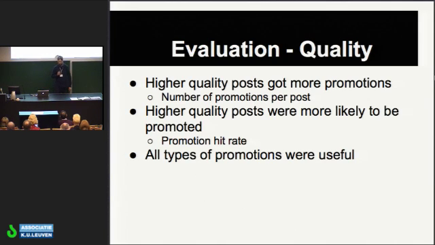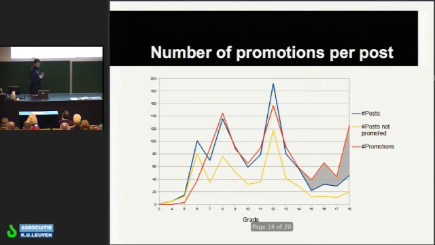So the higher quality posts did get more promotions, and that's basically the number of promotions per post. Higher quality posts were also more likely to get promoted. I'll have some graphs that I hope will explain this. And all types of promotions, both the badges and general likes, were useful. So the first one is the number of promotions per post.